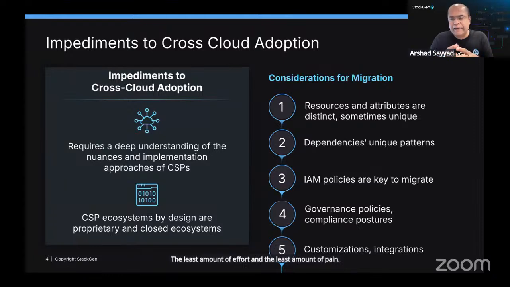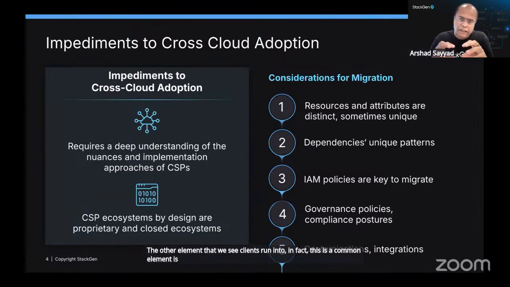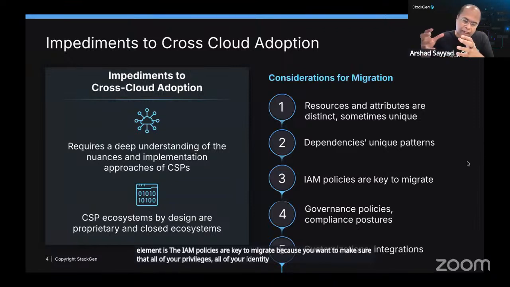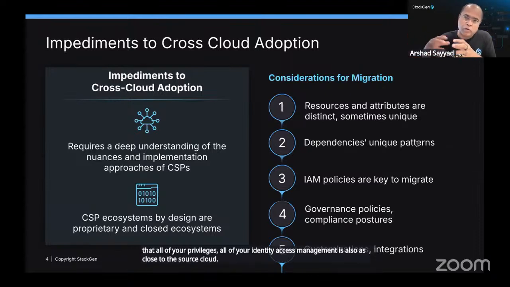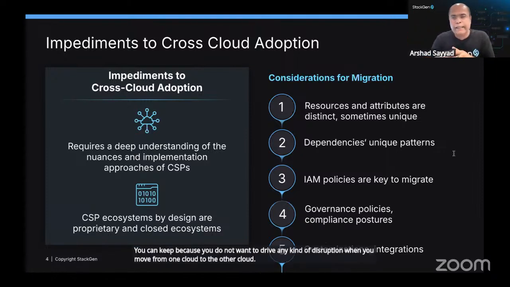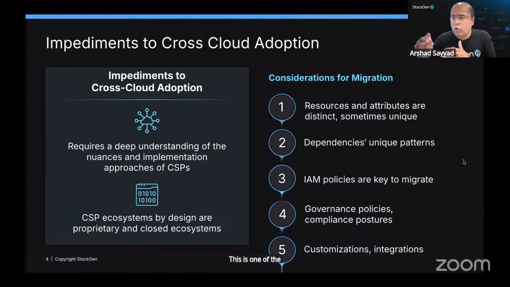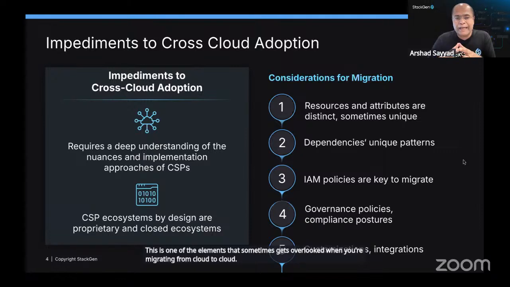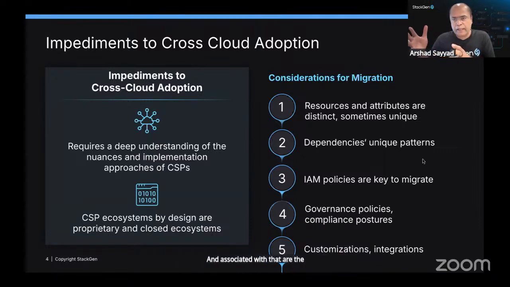The other element that we see clients run into, in fact, this is a common element, is that the IAM policies are key to migrate, because you want to make sure that all of your privileges, all of your identity access management is also kept as close to the source cloud as you can, because you do not want to drive any kind of disruption when you move from one cloud to the other cloud. This is one of the elements that sometimes gets overlooked when you're migrating from cloud to cloud. And associated with that are the risk, compliance, security, and governance policies.